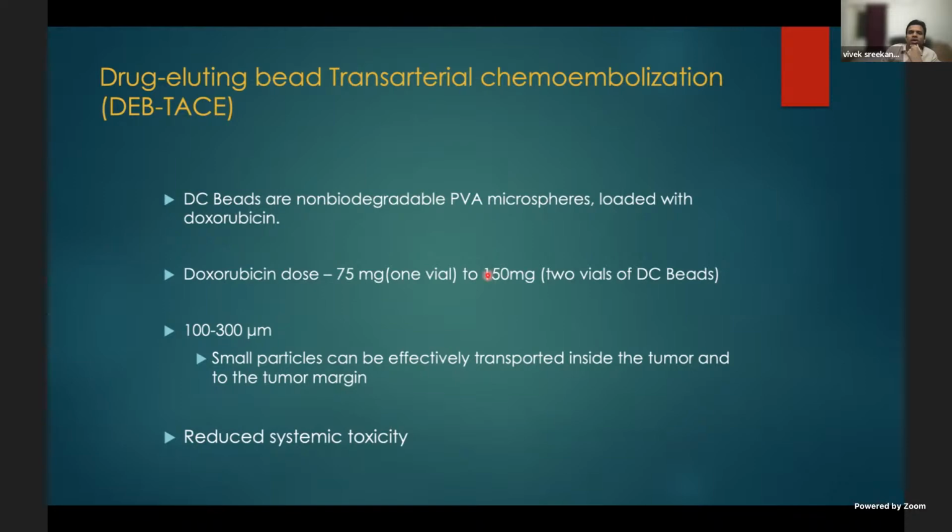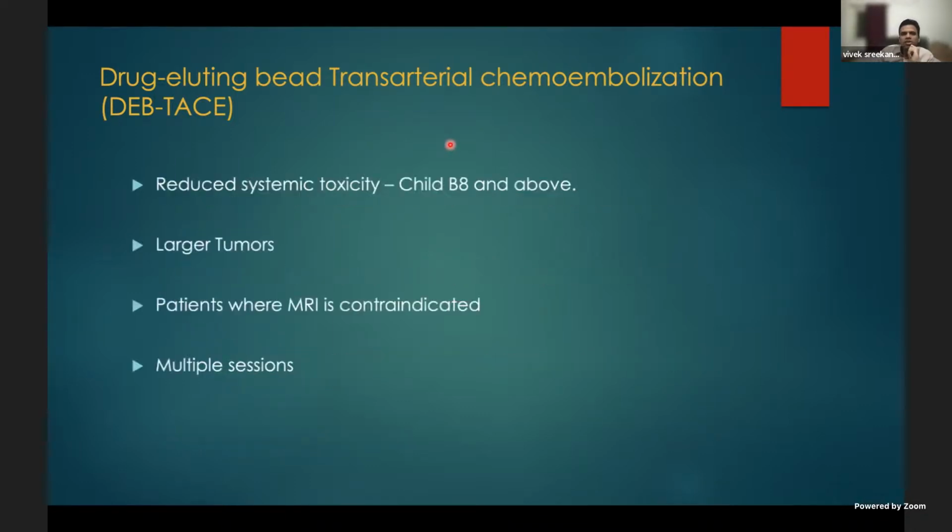And this is why, when we are deciding on the technicalities, whenever the patient comes with a poor hepatic reserve, Child B8 and above, we can think of using DEB-TACE. Also in larger tumors where we cannot use more than 50 milligrams of doxorubicin, or if we have to use more Lipiodol than is possible because of the size, then we can think of DEB-TACE. So these are some of the advantages of DEB-TACE over conventional TACE.